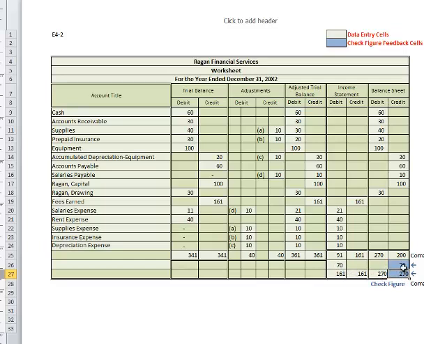This $70 figure here is a very important figure. It's telling us that that is our net income. So I'm going to come over here and label that as my net income. If this difference of 70 does not equal this difference, then we know we have a math error that we have to go back and find.